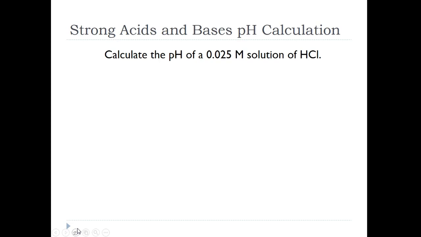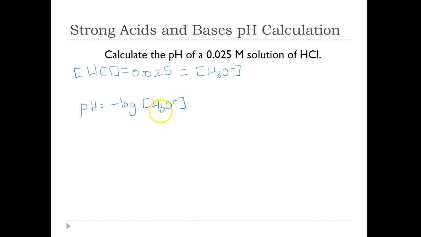So again, usually when we're dealing with acids and bases, we often need to know the pH of that solution. In this example, we need to calculate the pH of a 0.025 molarity solution of hydrochloric acid. Well, hydrochloric acid is one of the strong acids. So I know that the molarity of HCl, which was given in the problem to be 0.025, is going to be equal to the hydronium ion molarity, because strong acids dissociate completely. So I now know the hydronium ion molarity is 0.025. Well, the pH equation that we learned earlier in this chapter: pH equals the negative log of the hydronium ion concentration. So we have enough information to solve for pH.